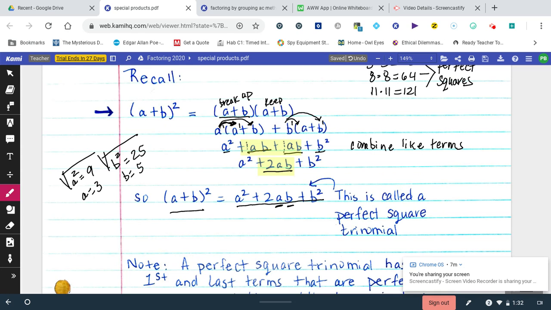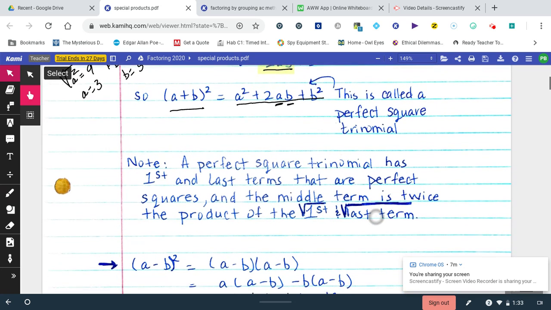Now, if you take A and B and multiply them, as the middle term says, multiply A and B, and then double it. 2 means double it. And you have all these conditions. This is called a perfect square trinomial. In other words, if your middle term is twice the square root of A squared times the square root of B squared, which is B, and your first and last terms are perfect squares, it's automatically a perfect square trinomial. All right, so let's move up and see if we can look at some examples.